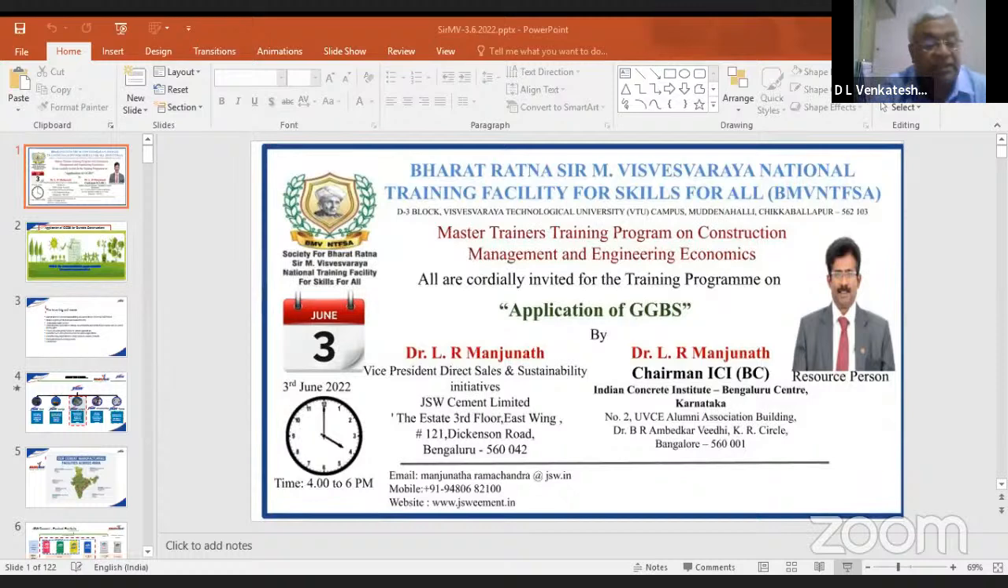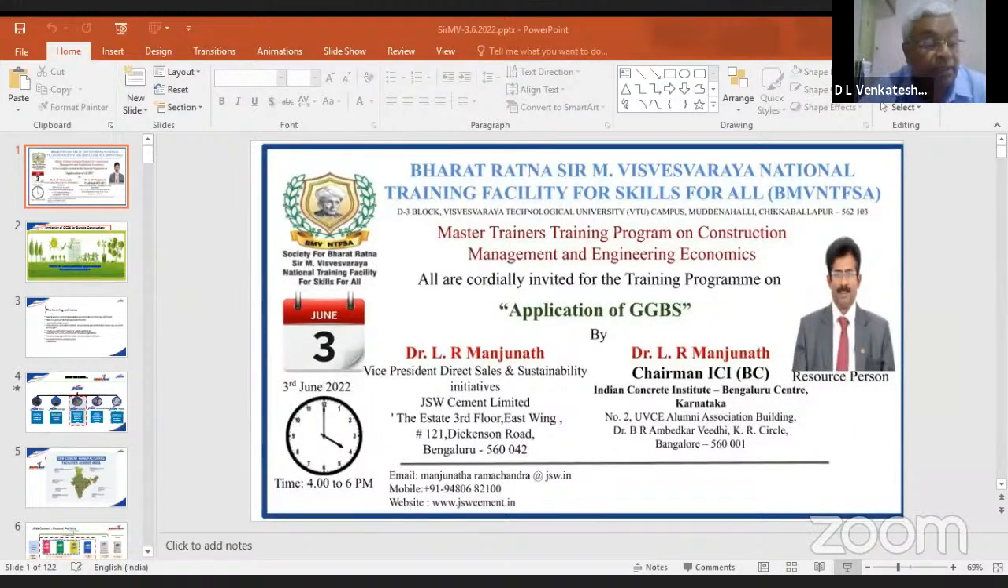Before going to the lecture, a brief introduction about today's speaker, Dr. L.R. Manjunath. Dr. L.R. Manjunath is Vice President, JSW Limited, Direct Sales and Sustainability Initiatives. I am happy to share that recently he has been awarded the Construction Industry Development Council Vishwakarma Award as Technologist of the Year 2022. Congratulations, sir. On behalf of all participants, I congratulate you for getting this award and many such awards. Thank you, sir.